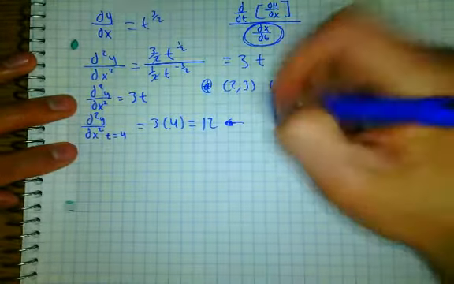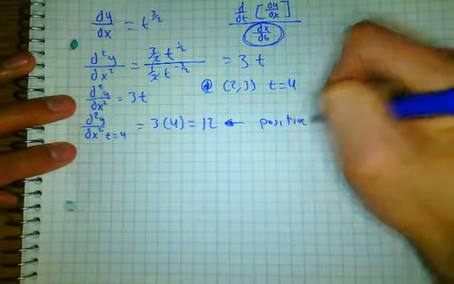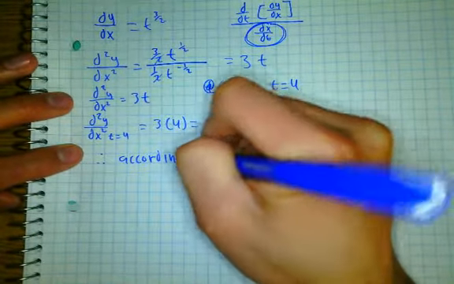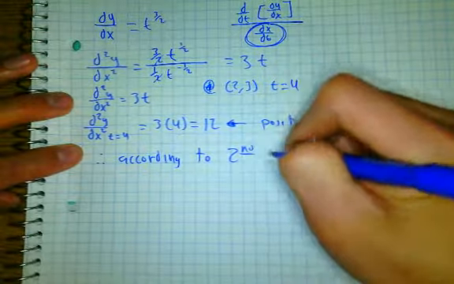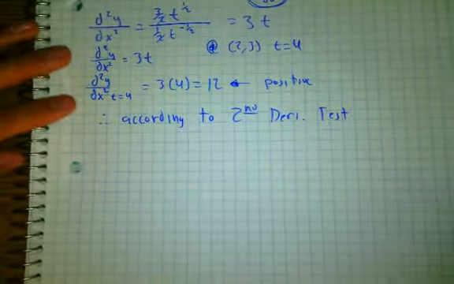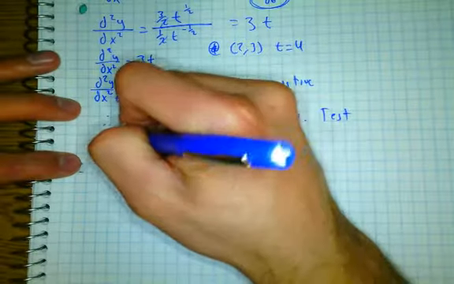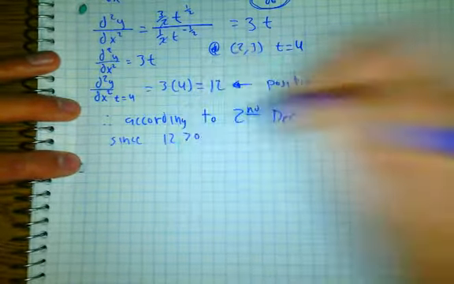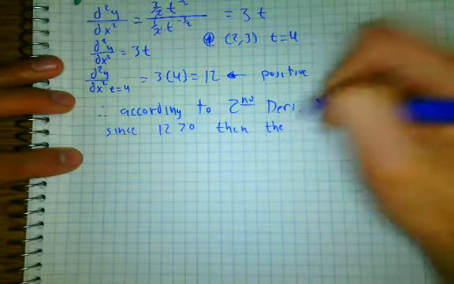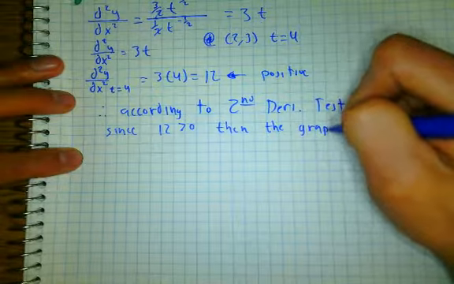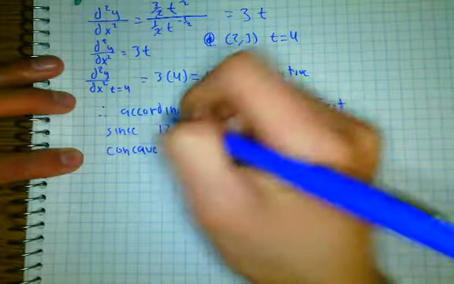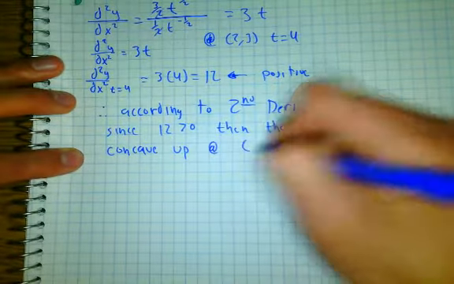So therefore, according to the second derivative test, since 12 is greater than 0, then the graph is concave up at the point 2, 3. Cool?